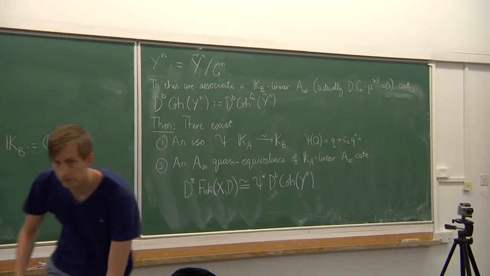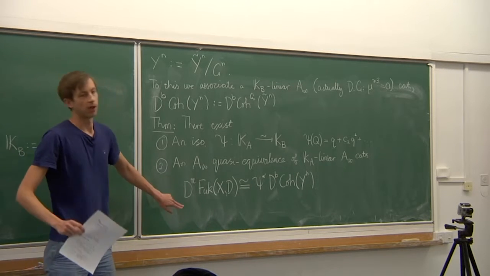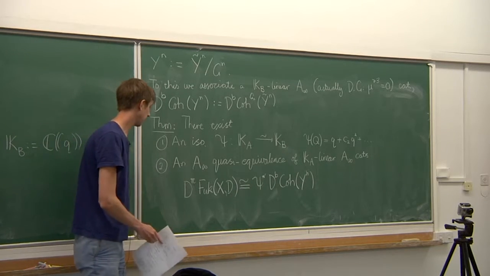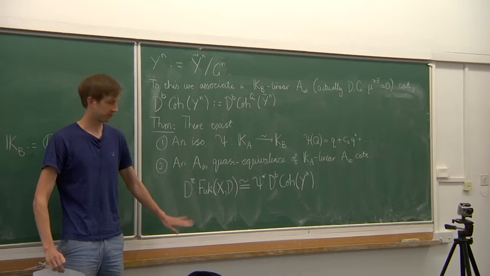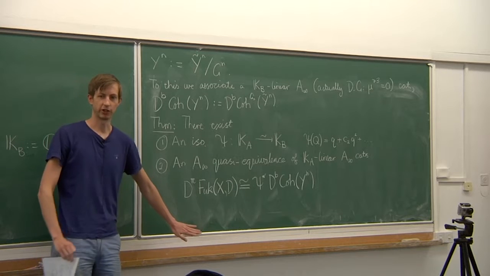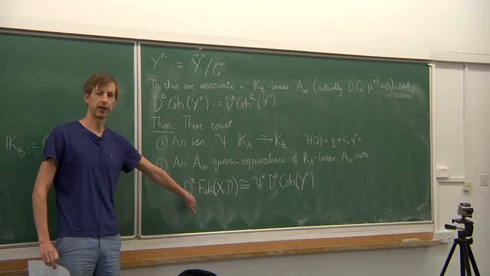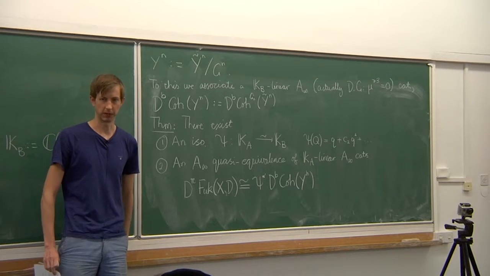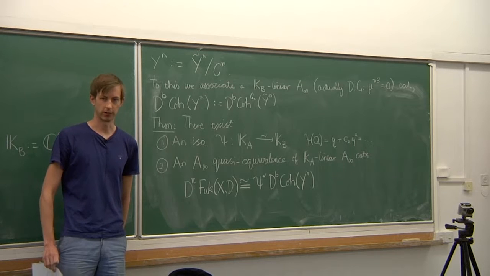There's a confusion in notation. What I mean by this one is the A infinity category underlying the split closed triangulated category without taking H0.